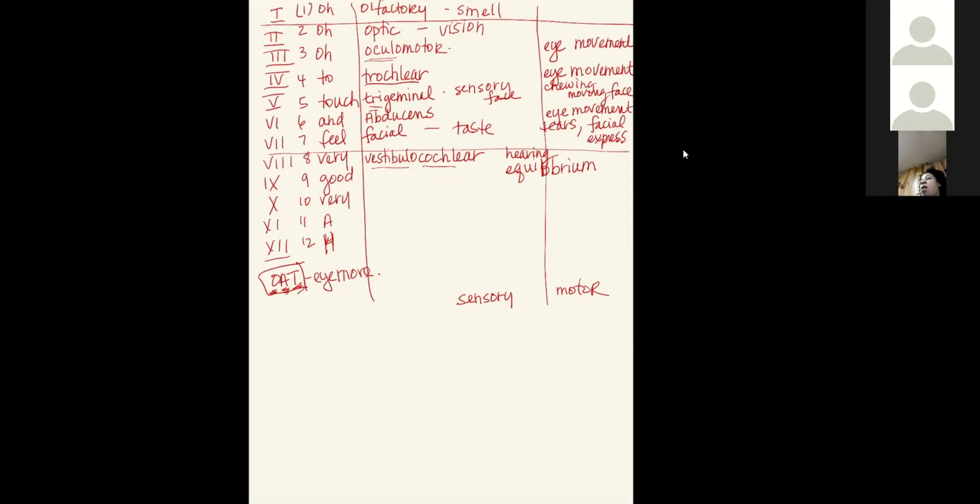Yes. Okay. The next one is another one that's fun to spell. It's glosso, which is tongue, and pharyngeal, which is your pharynx. Glossopharyngeal has to do with taste and swallowing.